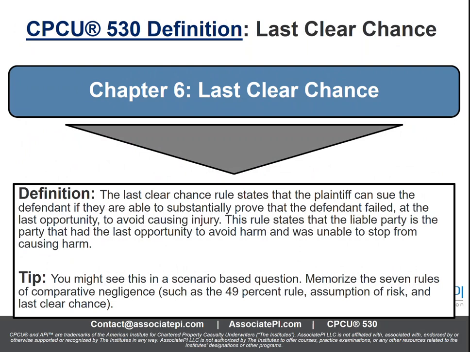negligence. So make sure you know the 7 rules of comparative negligence, such as the 49% rule, assumption of risk, and last clear chance. And there's more. So make sure you memorize all of those, but last clear chance is important, and you'll probably see it in a case question.